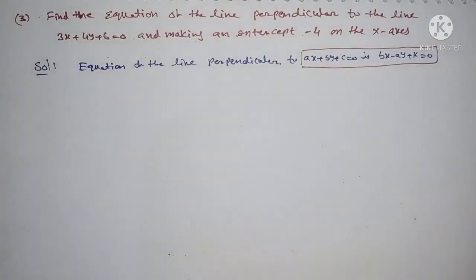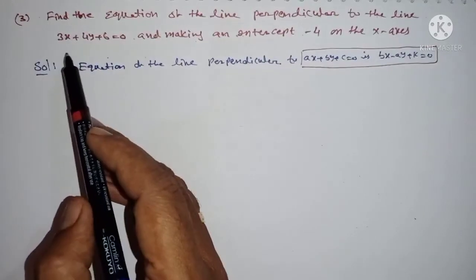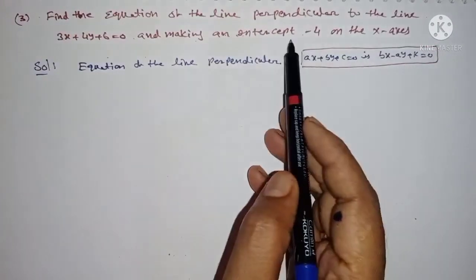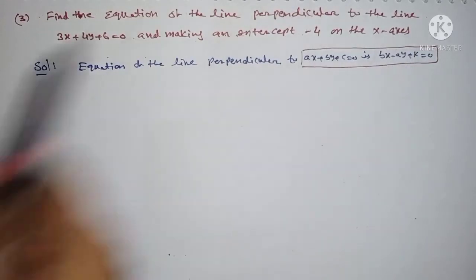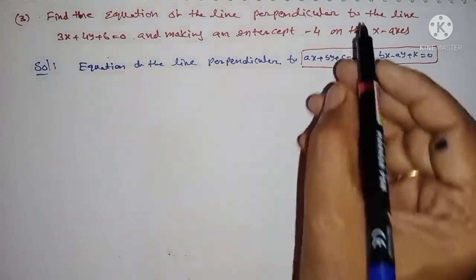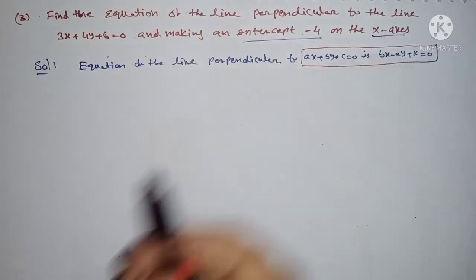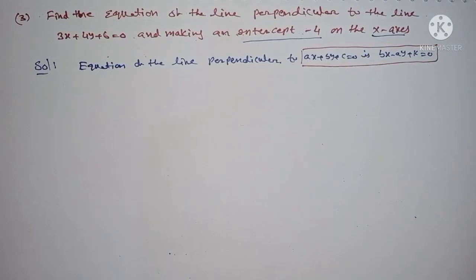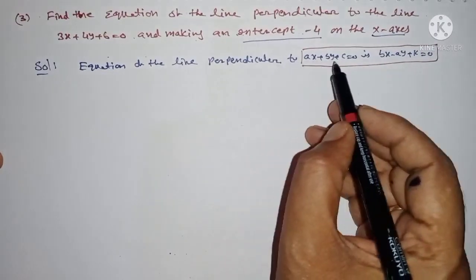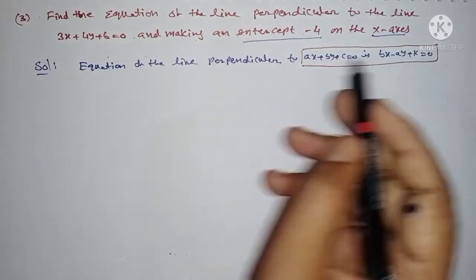Okay, the next question is: find the equation of the line perpendicular to the line 3x plus 4y plus 6 is equal to 0 and making an intercept of minus 4 on the x-axis. It is not passing through any given point; the x-intercept is given. Listen. First I write the formula: the equation of the line perpendicular to ax plus by plus c is equal to 0 is bx minus ay plus k is equal to 0.